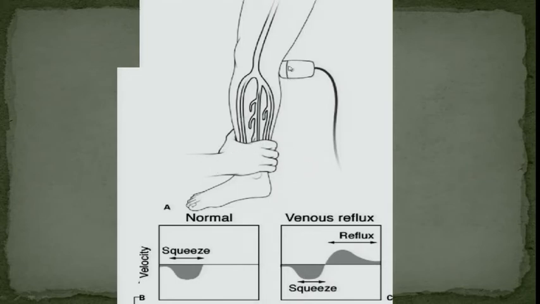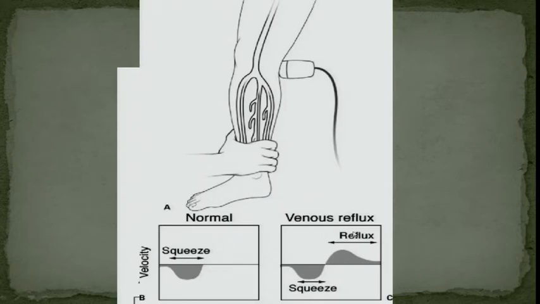And where is our probe? Our probe is right here, interrogating the superficial vein. In a normal patient, irrespective of how hard you squeeze, blood flow in that superficial vein will not cross over the baseline, right? Venous flow is below the baseline. Venous flow is coming from the foot, going to the heart. It's always going to be recorded below the baseline.